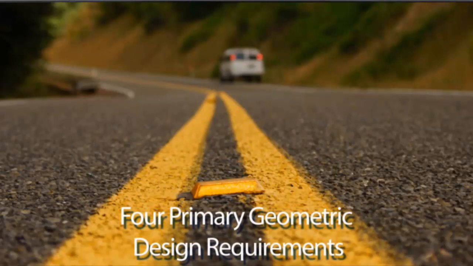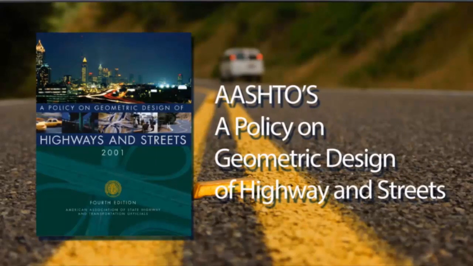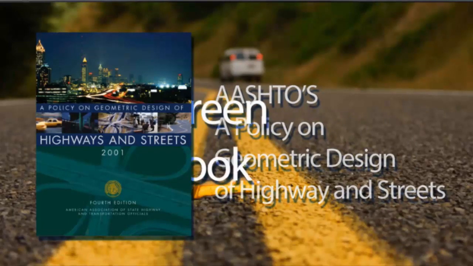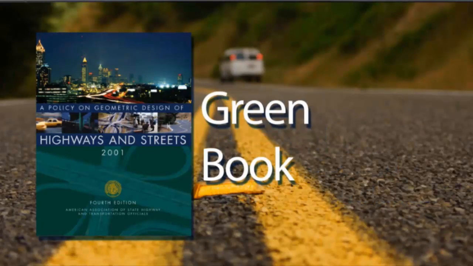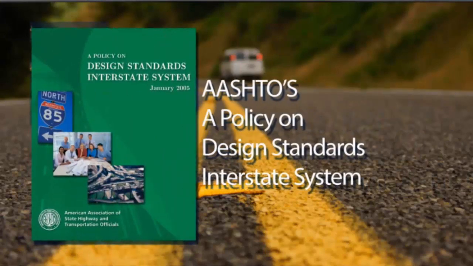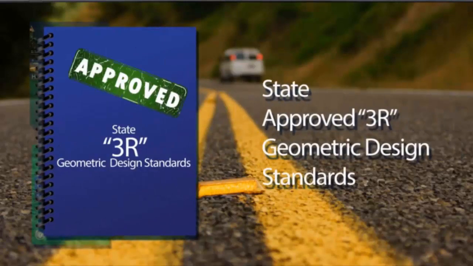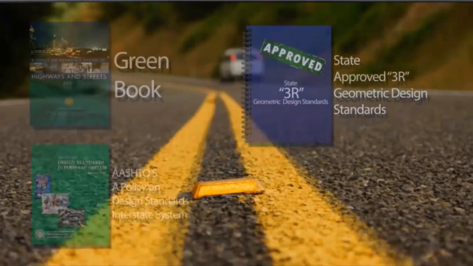The four primary geometric design requirements that may apply to your highway project are AASHTO's A Policy on Geometric Design of Highways and Streets, commonly referred to as the Green Book. The Green Book is maintained by an organization of state government transportation officials known as the American Association of State Highway and Transportation Officials, or AASHTO. AASHTO's A Policy on Design Standards, Interstate System. Your state's approved 3R geometric design standards.